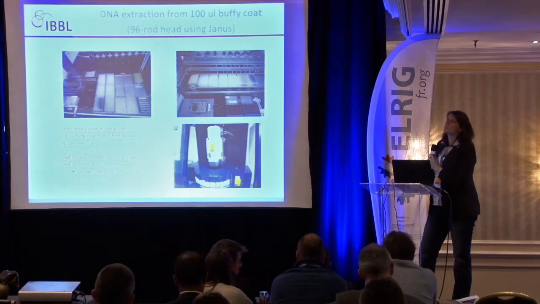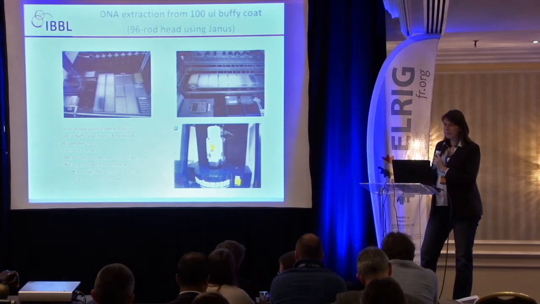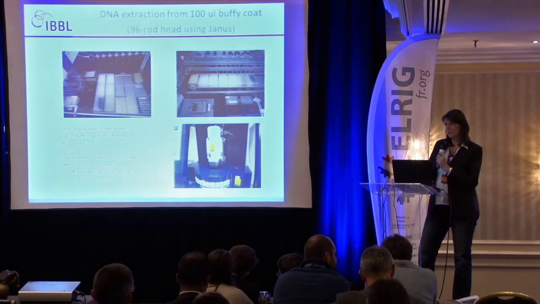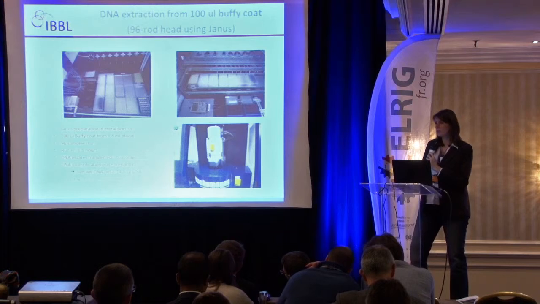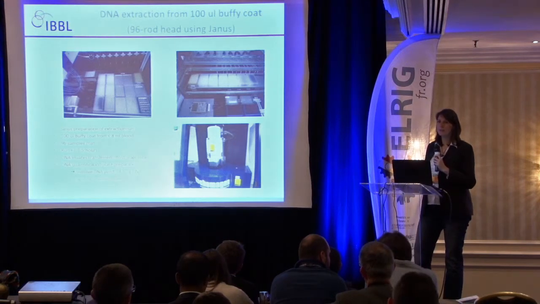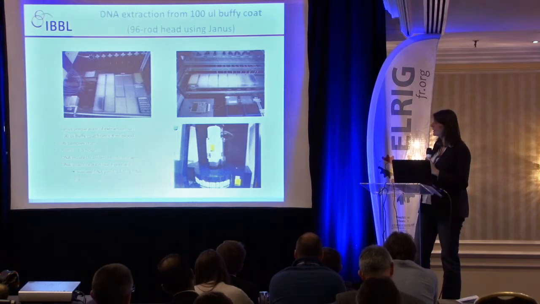So also what we have automated here, again, we have a different script on the TECAN, where from 8 milliliters of blood in the beginning, you extract 1 milliliter of buffy coat, but we only use 100 microliters for DNA extractions. The remaining 900 microliters are stored for other purposes or later extractions, whatever we decide.